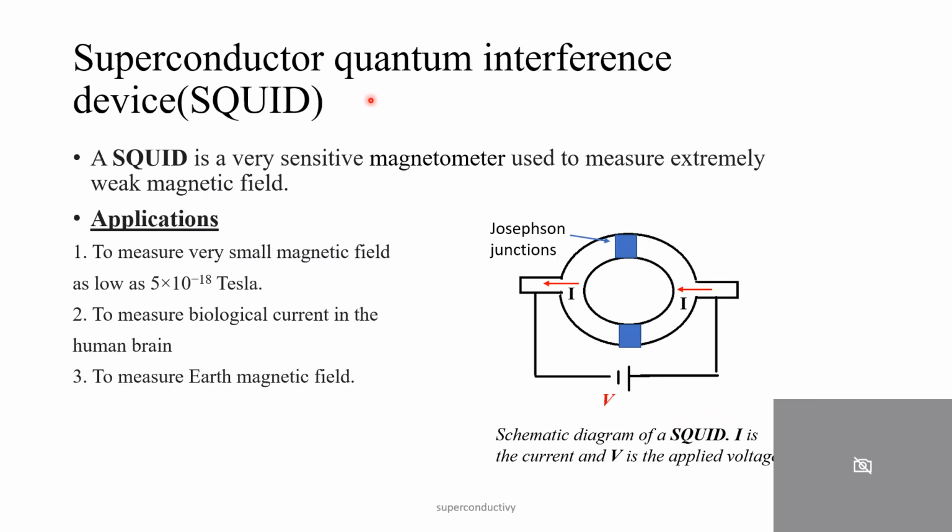Superconducting quantum interference device, or SQUID. A SQUID is a very sensitive magnetometer used to measure extremely weak magnetic fields. In this figure, we can see that we have a superconducting ring and two Josephson junctions, and we have also applied some voltage V. This system is called the SQUID. The current flows from positive end to negative end.